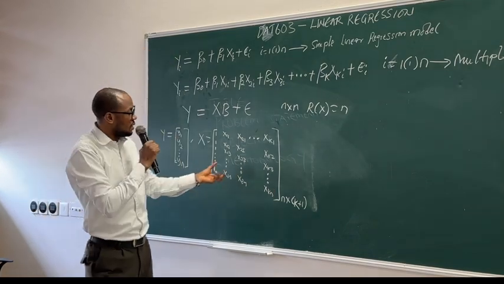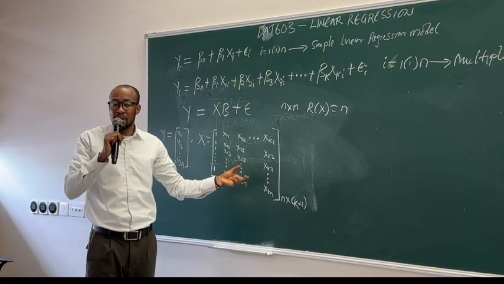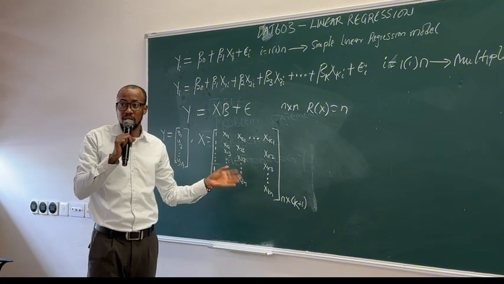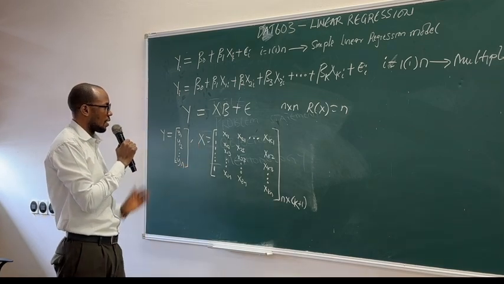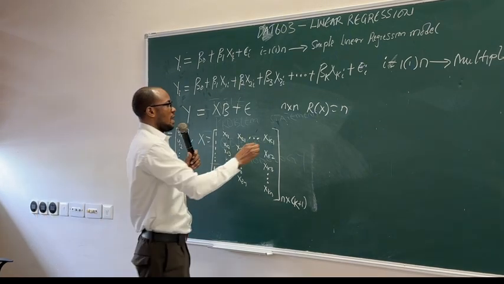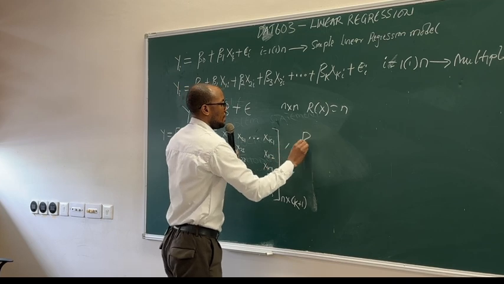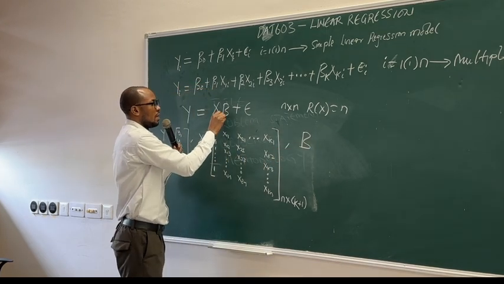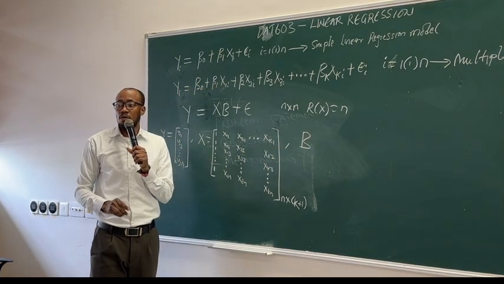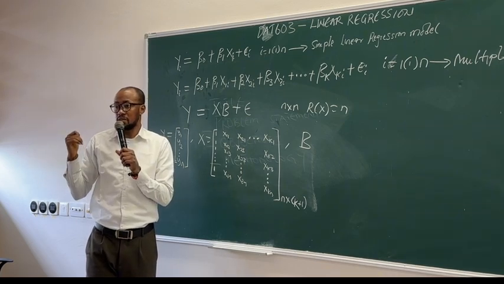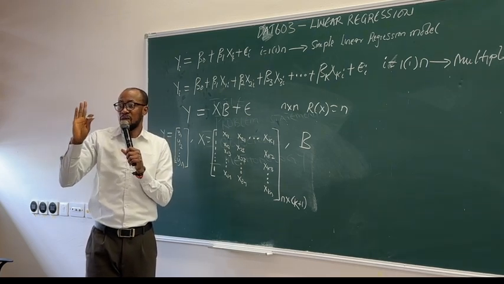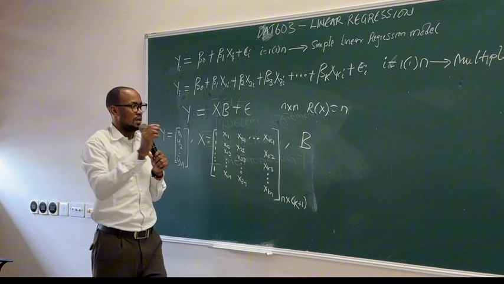Okay. Now this matrix always has a full rank. The rank of this matrix is of full rank. Now another thing we have is B. In this definition, B is a vector of what? The parameters that we want to estimate. Okay, I'm coming. Let me just write this, then I'll take your question.